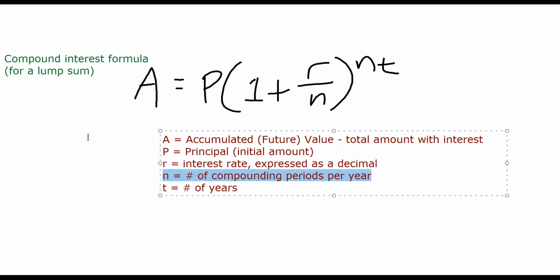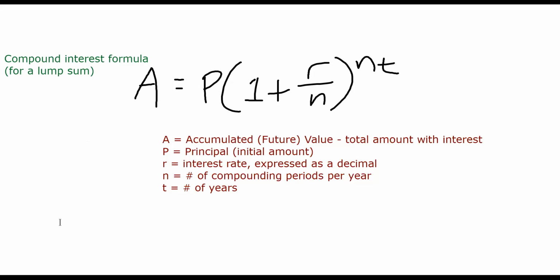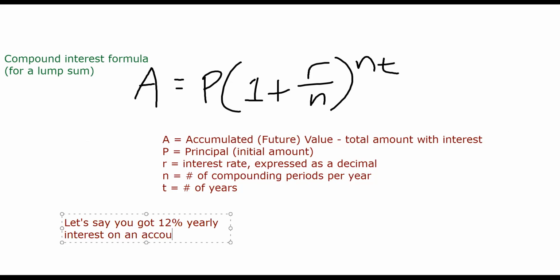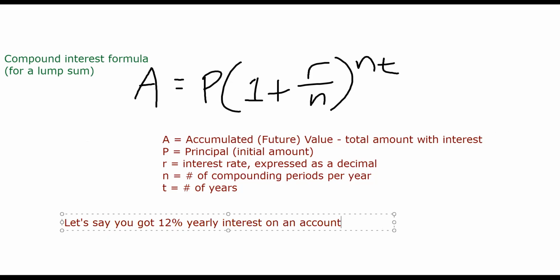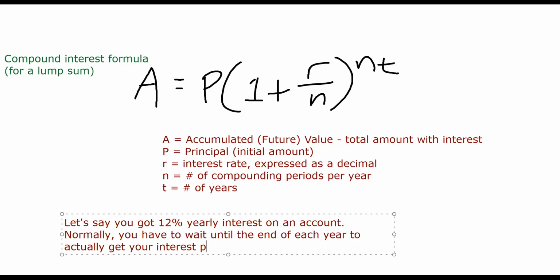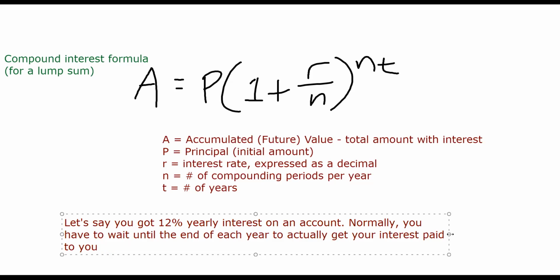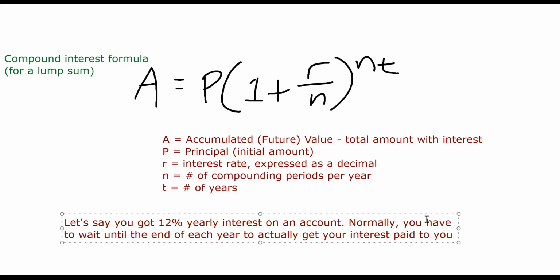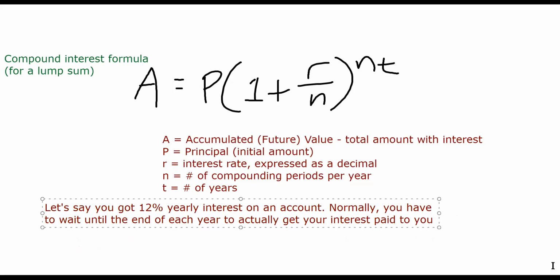The number of compounding periods per year: let's say you're getting paid interest on your account and you have to wait till the end of each and every year for it. So let's say you got 12% yearly interest on an account. Normally, you have to wait until the end of each year to actually get your interest paid to you. That's kind of the normal thing. Oh, I have to wait till the end of the year, and then I'll get my 12% interest paid to me.